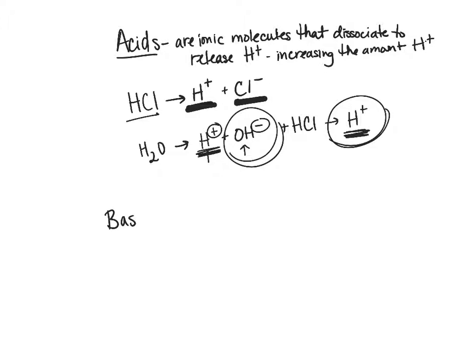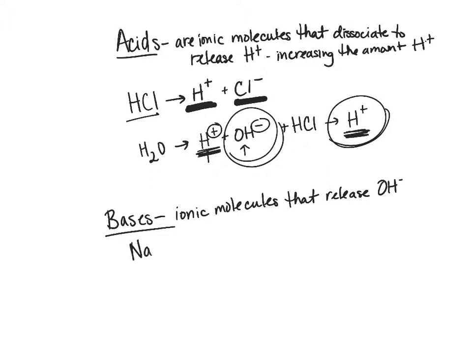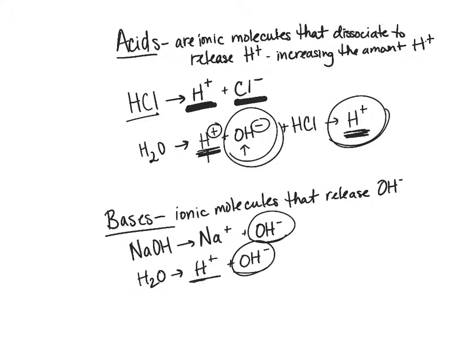Conversely, our bases. So a base, then, are ionic molecules that release hydroxide ions into the solution or into water. And so in this case, what we're doing is we're releasing hydroxide ions rather than hydrogen ions. And so then if we use an example, our sodium hydroxide, it's going to separate into sodium, which is positive, and the hydroxide ion, which is negative. And again, if we have our H2O, we have hydrogen, and we have our hydroxide ions. We have more hydroxide ions than we have hydrogen ions.